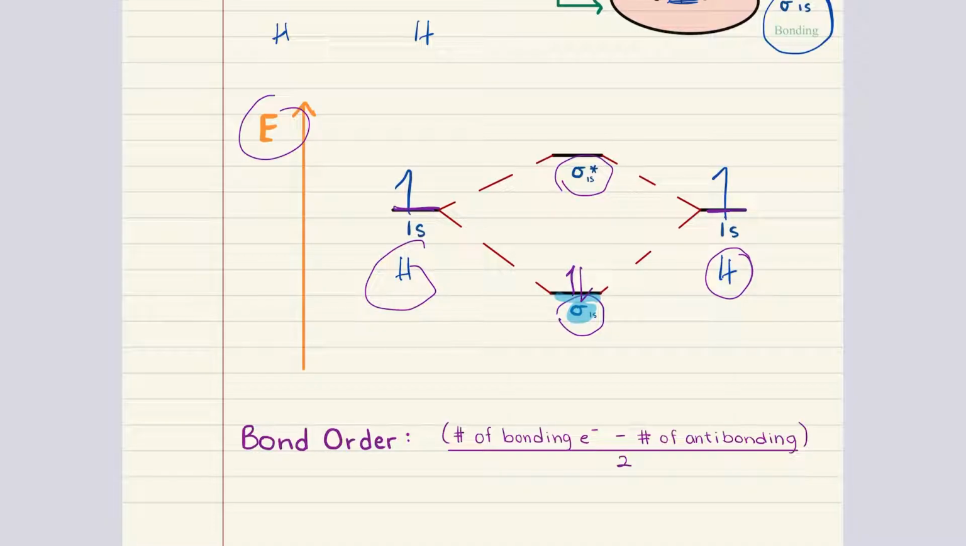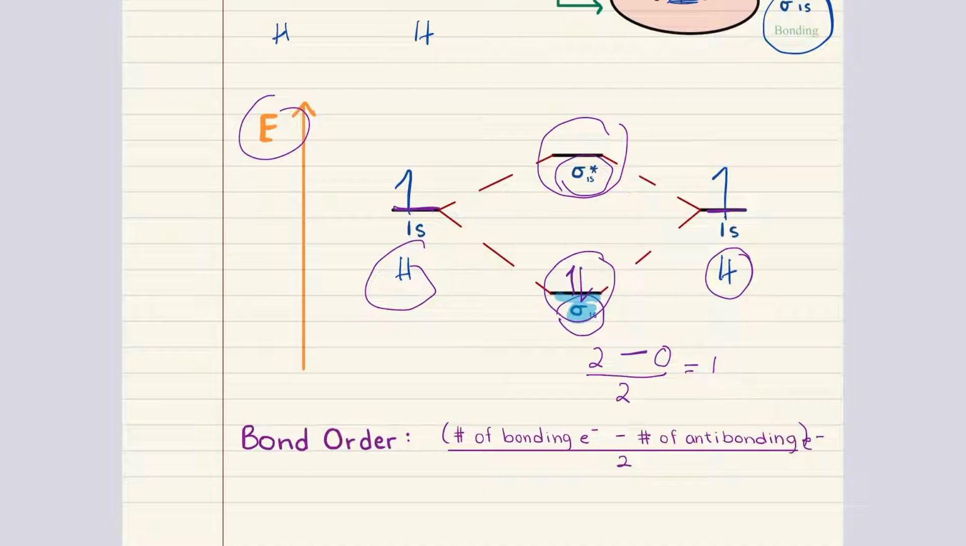To confirm whether dihydrogen is stable, we can calculate its bond order, which tells us how many chemical bonds exist. The formula for bond order is the number of bonding electrons minus the number of anti-bonding electrons, divided by 2. The number of bonding electrons we have is 2. The number of anti-bonding electrons is 0, and that's all divided by 2. This is equal to 1.